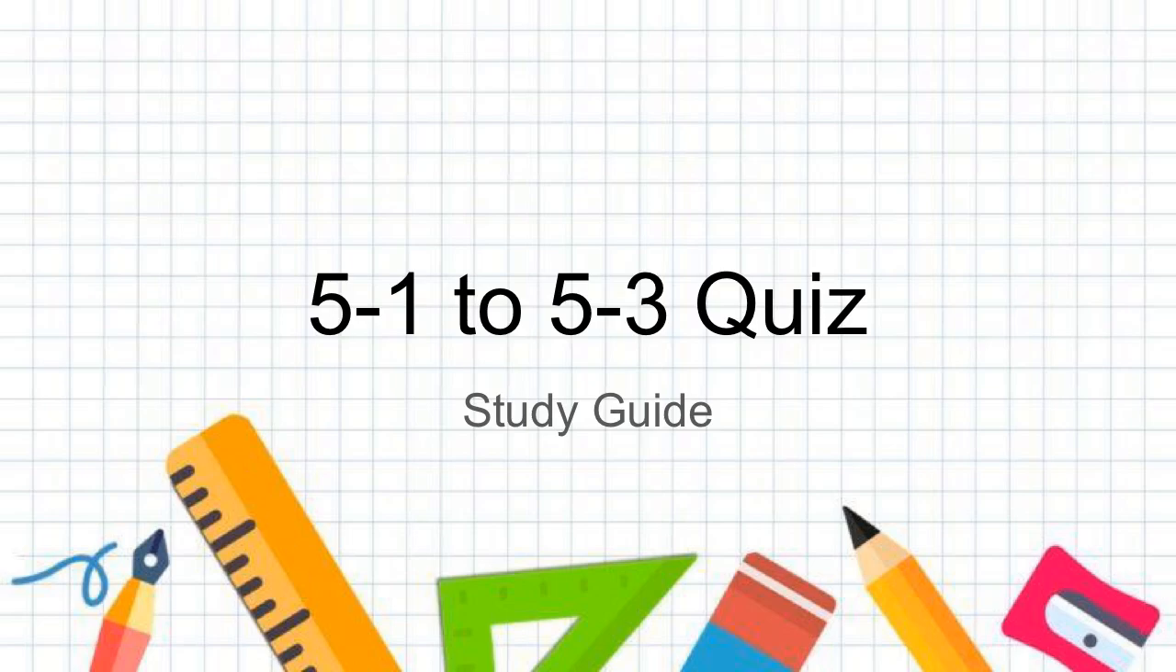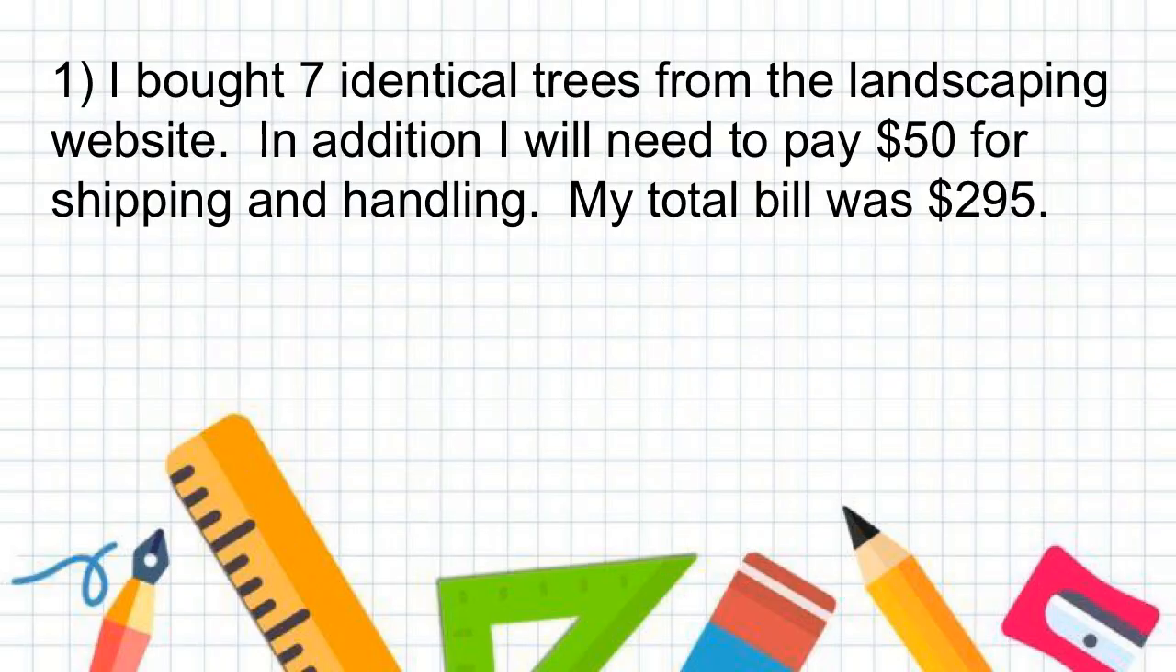This is your study guide for the 5-1 to 5-3 quiz. Question number 1 says, I bought 7 identical trees from a landscaping website. In addition, I will need to pay $50 for shipping and handling. My total bill was $295. Now on this one, I only want you to write the equation.